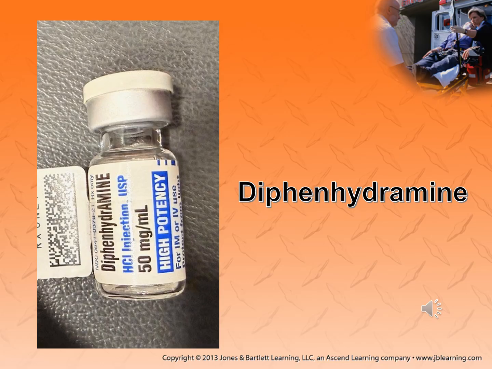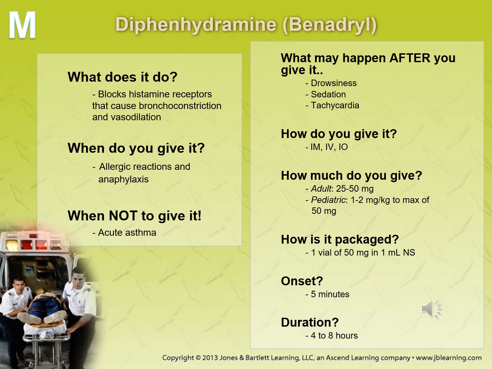Benadryl. What does Benadryl do? It blocks histamine receptors that cause bronchoconstriction and vasodilation. We give it in conjunction with our epi during allergic reaction and anaphylaxis.